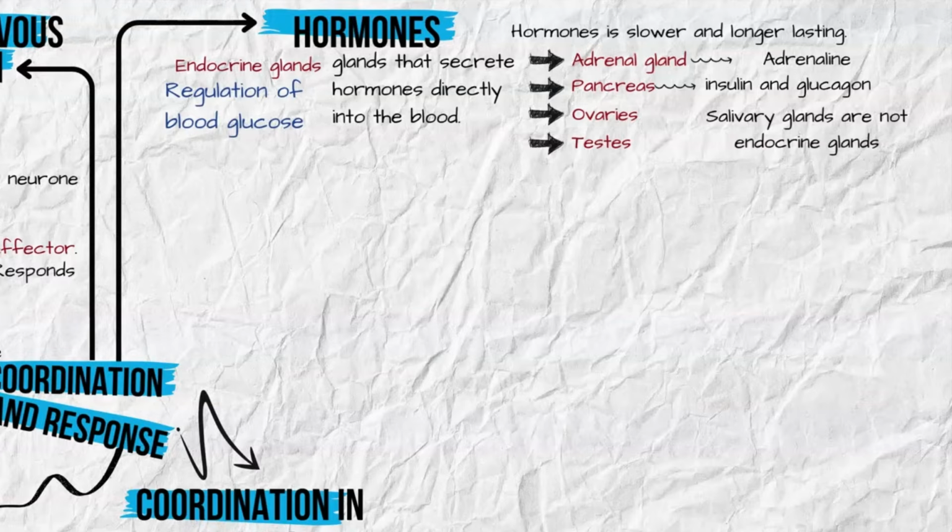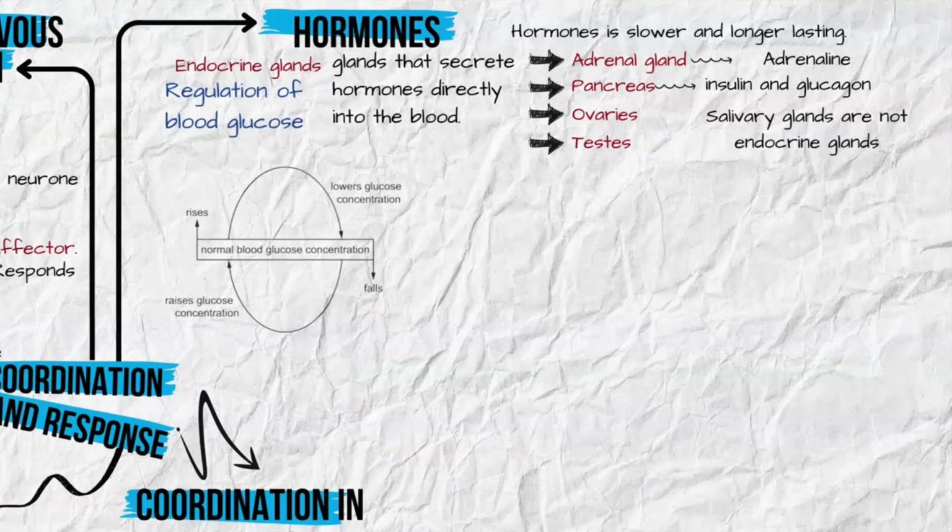You must know what happens when blood glucose is too low. What happens when blood glucose is too high? Which hormone is released? Which organ releases it? And what's the effect on the target organ? Look, this is the blood glucose regulation mechanism.